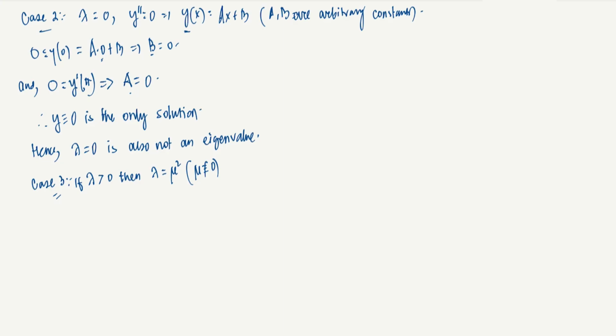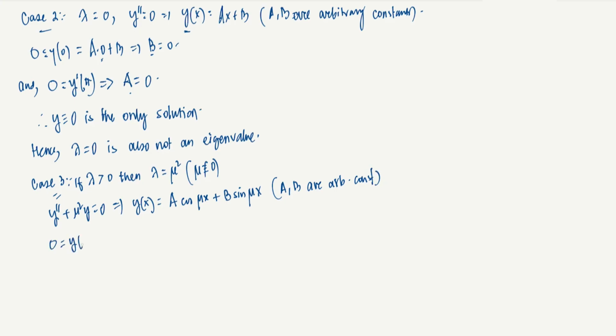Once I write it like this, the equation becomes y double prime plus mu square y equals 0. That will guarantee that y(x) will look like this. If you know how to calculate this, it is A cosine mu x plus B sine mu x. And again, A and B are arbitrary constants. I'm not writing the whole thing down, but you realize the same thing, constants. Now, our initial condition. What is our initial condition? The first condition is this: y(0) equals 0.